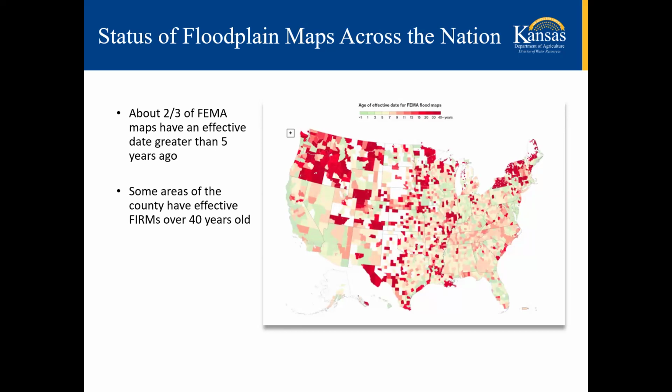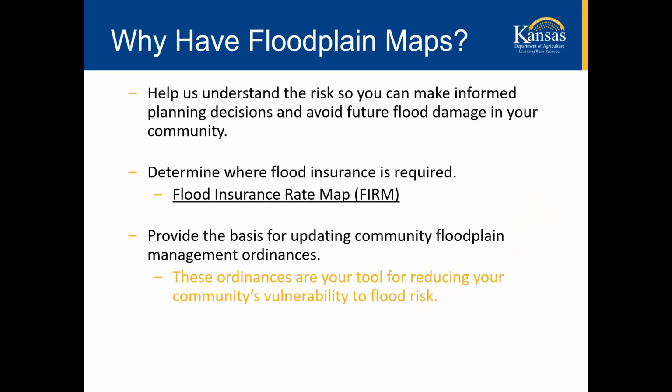About two-thirds of FEMA maps have an effective date greater than 5 years ago. The process takes anywhere from 3 to 5 years for a single countywide map. Some areas have effective FIRMs from over 40 years ago, and I know that's definitely the case here. We still have quite a few areas that still have paper maps or don't have a map at all. But we are still working to get that done. We do work throughout every year to create new maps.